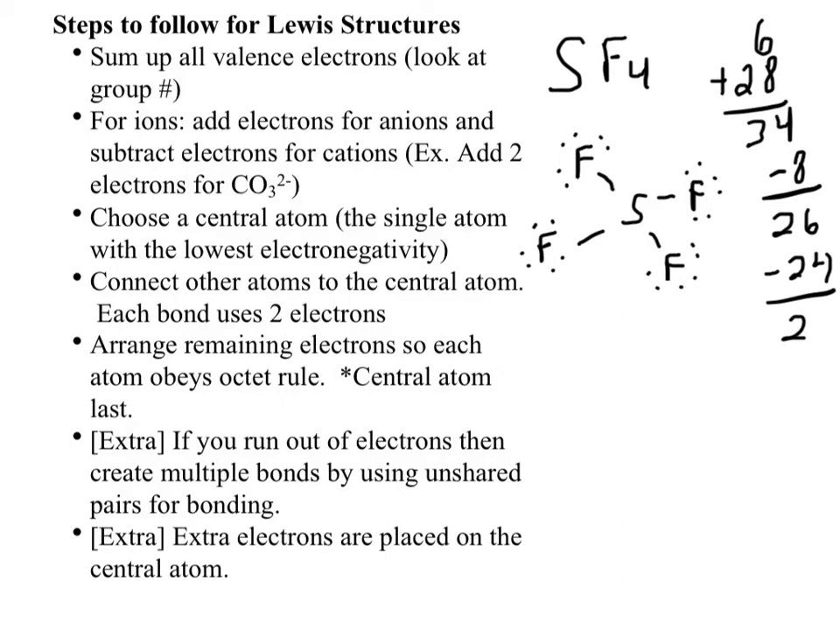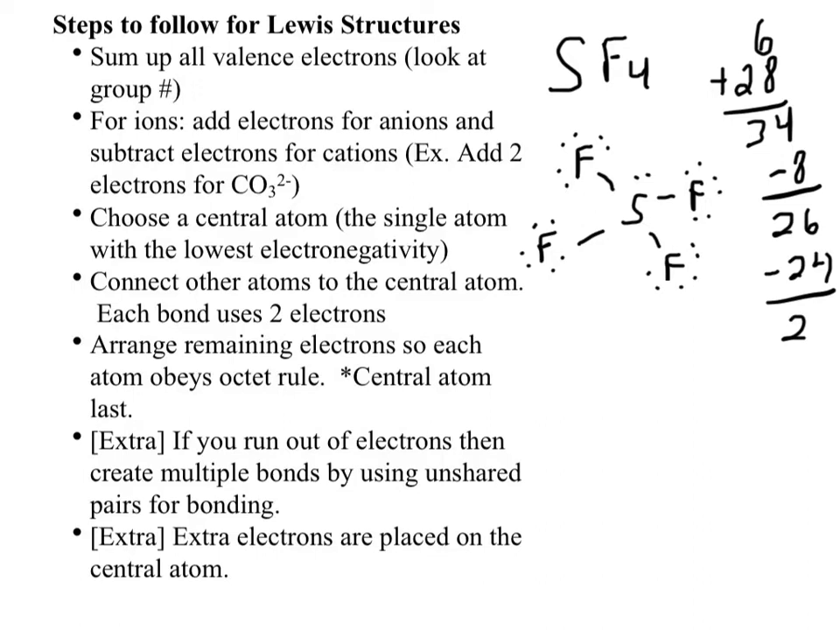Now as we turn our attention to the central atom, we notice that sulfur is already surrounded by an octet of electrons. We already have 8 electrons around there. But we can't just make those 2 extra electrons disappear, otherwise that would violate the law of conservation of mass. So we can take a look at the last step, which is extra electrons are placed on the central atom, and that's where they're going to go.